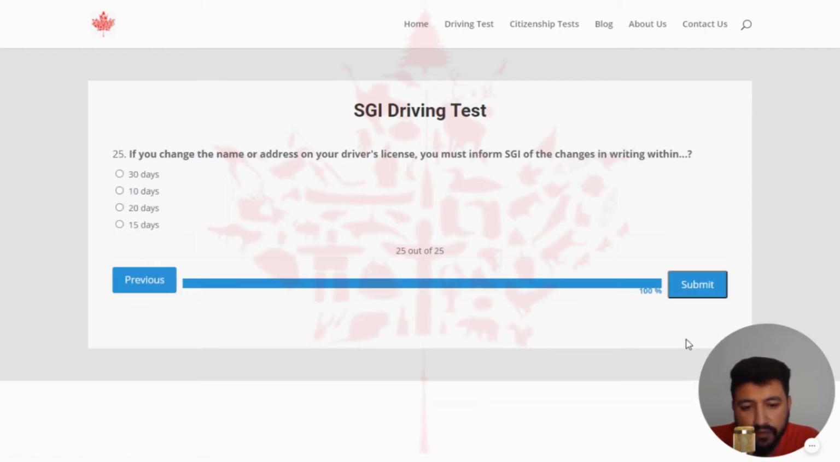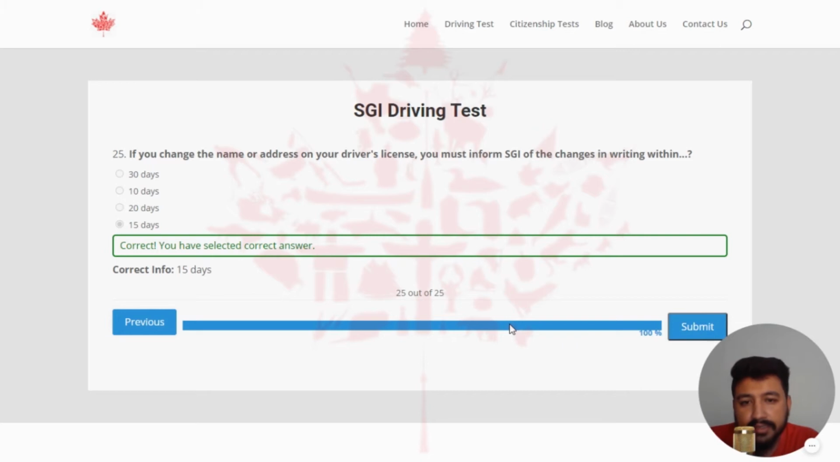Yeah. Next, if you change the name or address on your driver's license, you must inform SGI of the changes in writing within. The right answer of this question is 15 days. This is the right answer, and this is the end of quiz number 1 of Saskatchewan state.